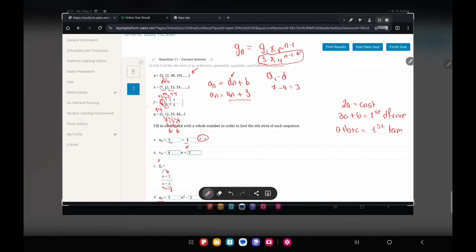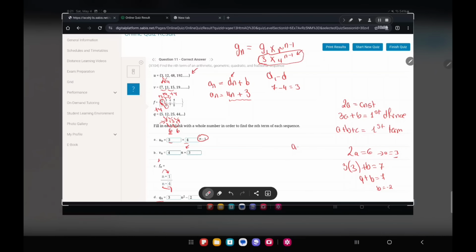So in this case, 2a will be equal to 6. That means a equals 3, because 2a equals the constant difference. Then 3a plus b is the first difference. So 3 times a, which we said is 3, plus b equals the first difference, which is 7. That means 9 plus b equals 7. That means b equals minus 2.